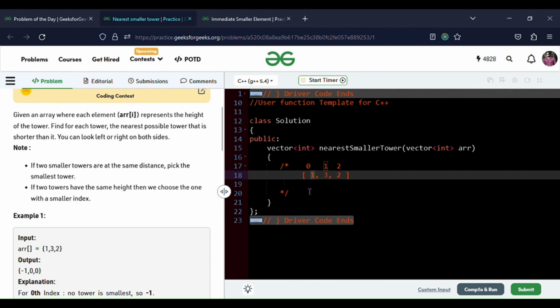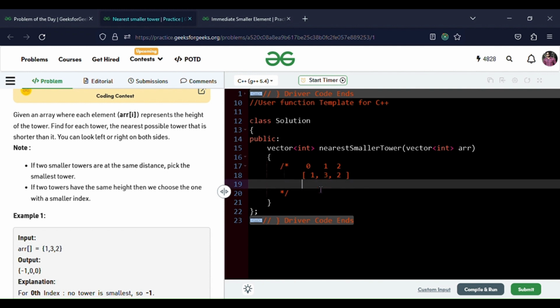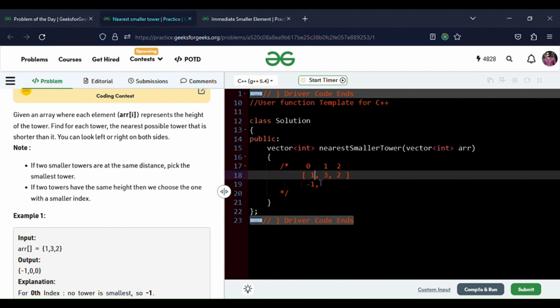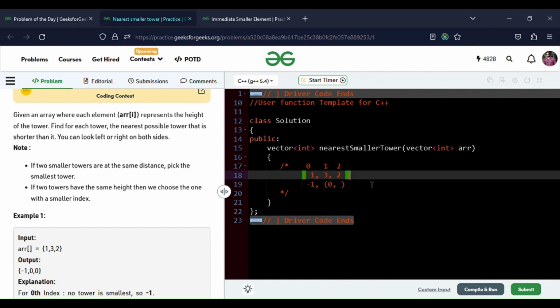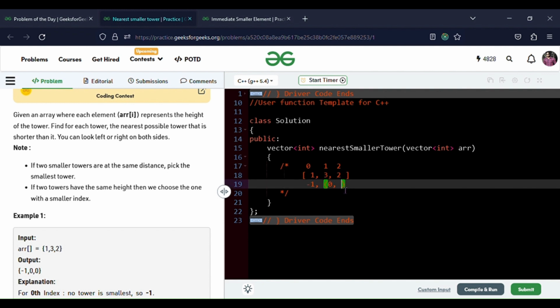For 1, there is no element which is lesser than it on the left side, as well as on the right side. So for 1 the answer will be -1. For 3, in the left side there is one element which is lesser than 3 and its index is 0, and on the right side there is one element which is less than 3, which is 2, and its index is 2.